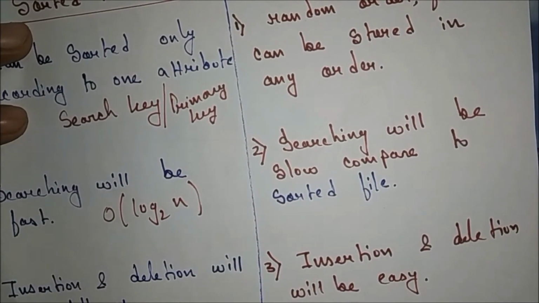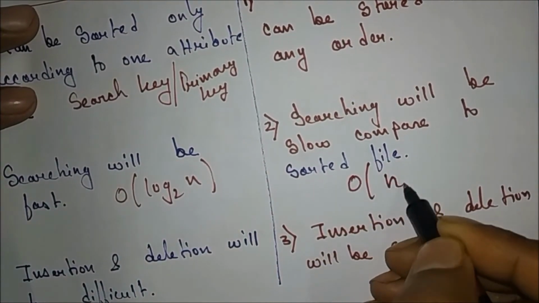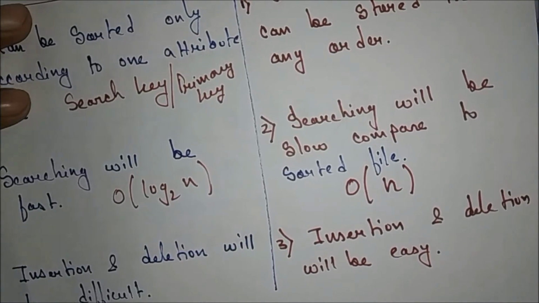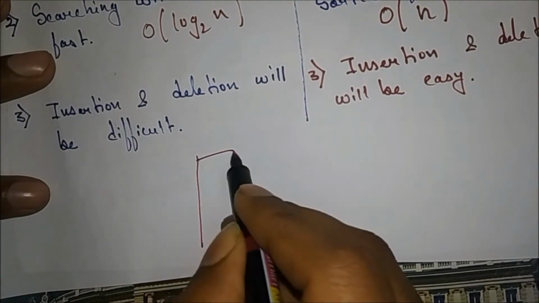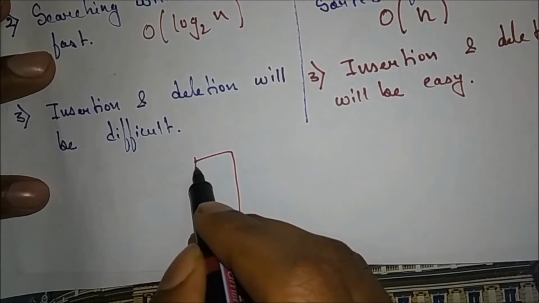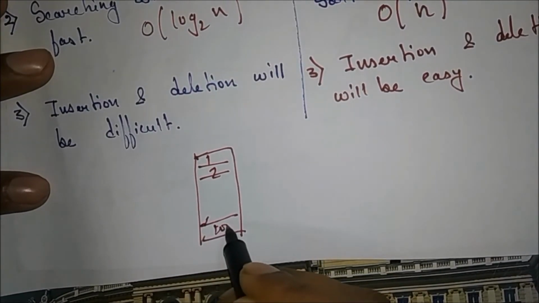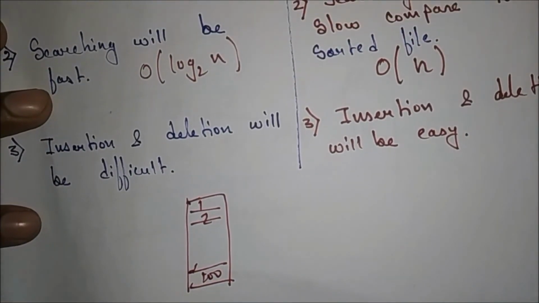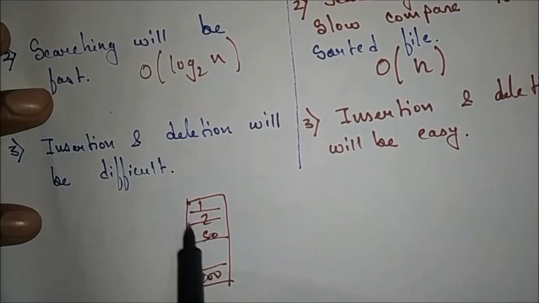If there are n elements and we are searching for the last element, the searching will be linear search, so its time complexity is order of n. Insertion and deletion will be difficult in a sorted file. Why? See, if there is a stack containing 100 books, numbered 1, 2, 3 till 100, and they say to delete the 50th book from this stack, it will be very difficult because the upper books have to be moved out, so it will be very difficult if the file is sorted.